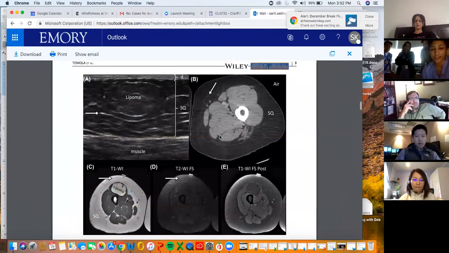So just a couple of really quick points about liposarcomas. One thing is differentiating them from lipomas. Lipomas are pretty common, but they're much more common in the extremities. So if you see them in the retroperitoneum, and if it's greater than 10 centimeters, and if it has any thickened septations or more solid components, then we get more concerned it's a liposarcoma.